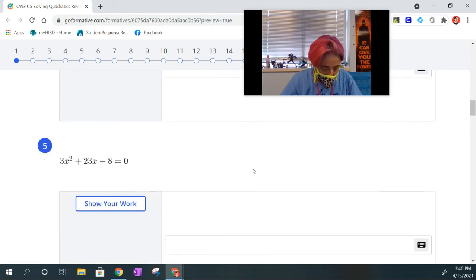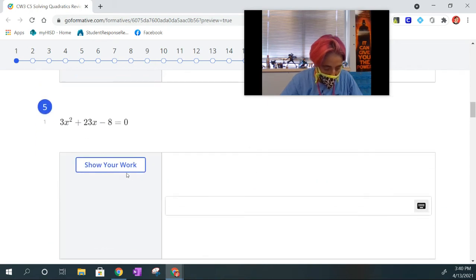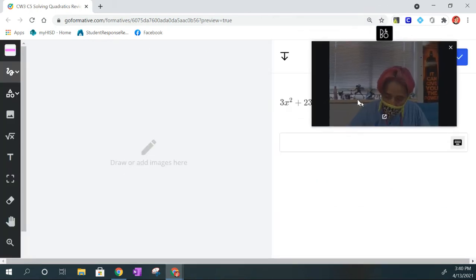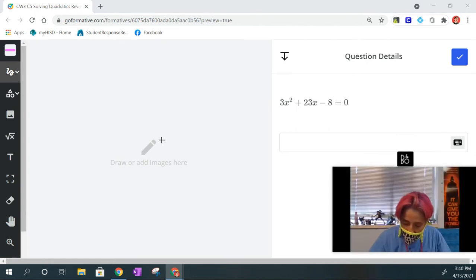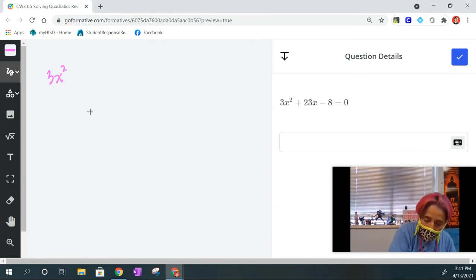Let's do number 5. Because number 5, by factoring, we're going to have to slip and slide. Honestly, if I had my choice, I would probably solve this using the quadratic formula, especially in terms of dealing with time constraints. But we're actually looking at solving this by factoring. So to remind you, I want to take 3x squared plus 23x minus 8.